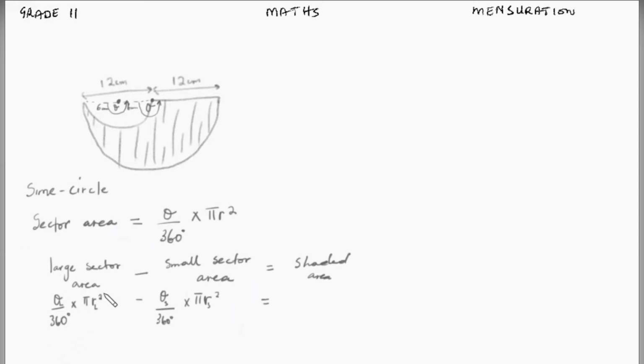So the theta here is 180 degrees over 360 degrees times pi. Our pi is 3.142 times radius. The radius of the large sector here is 12, so we are going to say 12 centimeters squared. Okay. Now here we are going to subtract theta of the small sector. Theta of the small sector is still 180.